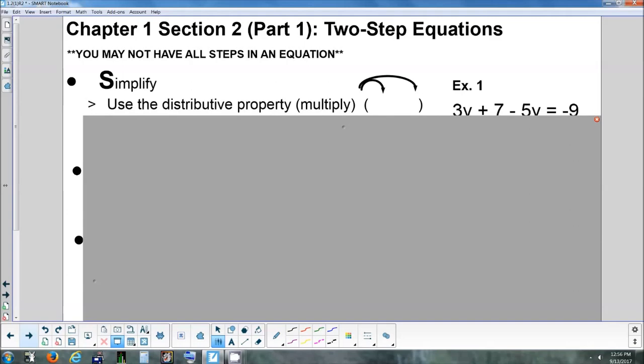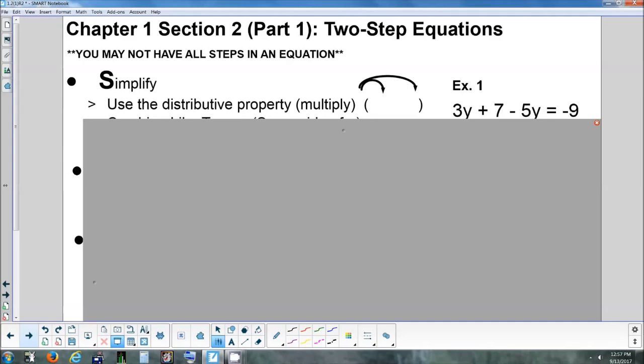All right? So if there's a distributive property in the problem, that's the first thing you have to do under simplify. Use the distributive property. So on your notes, you can have a blank S. Next to it, you're just going to write the rest of the word, simplify. And then with your first little arrow, you'll write use the distributive property.